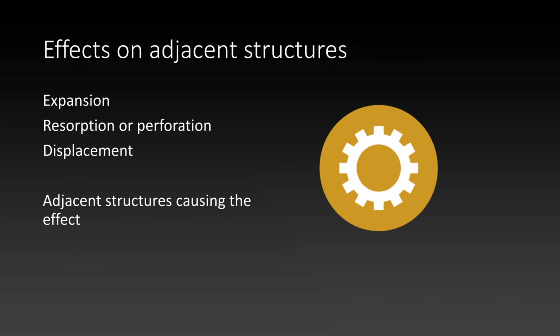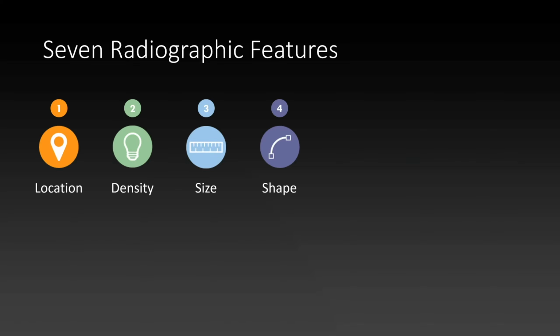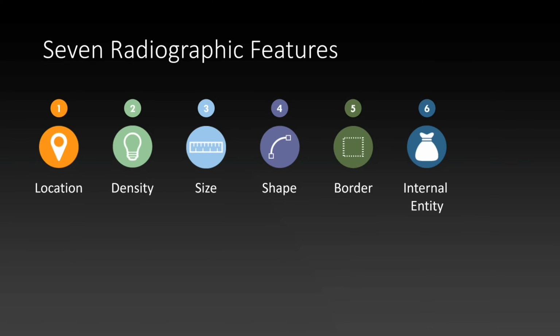At the same time, also describe if some adjacent structures are generating the lesion, such as pulpal exposure leading to a periapical lesion. In review, these are the 7 radiographic features to describe: location, density, size, shape, border, internal entity or internal content, and effects on adjacent structures.